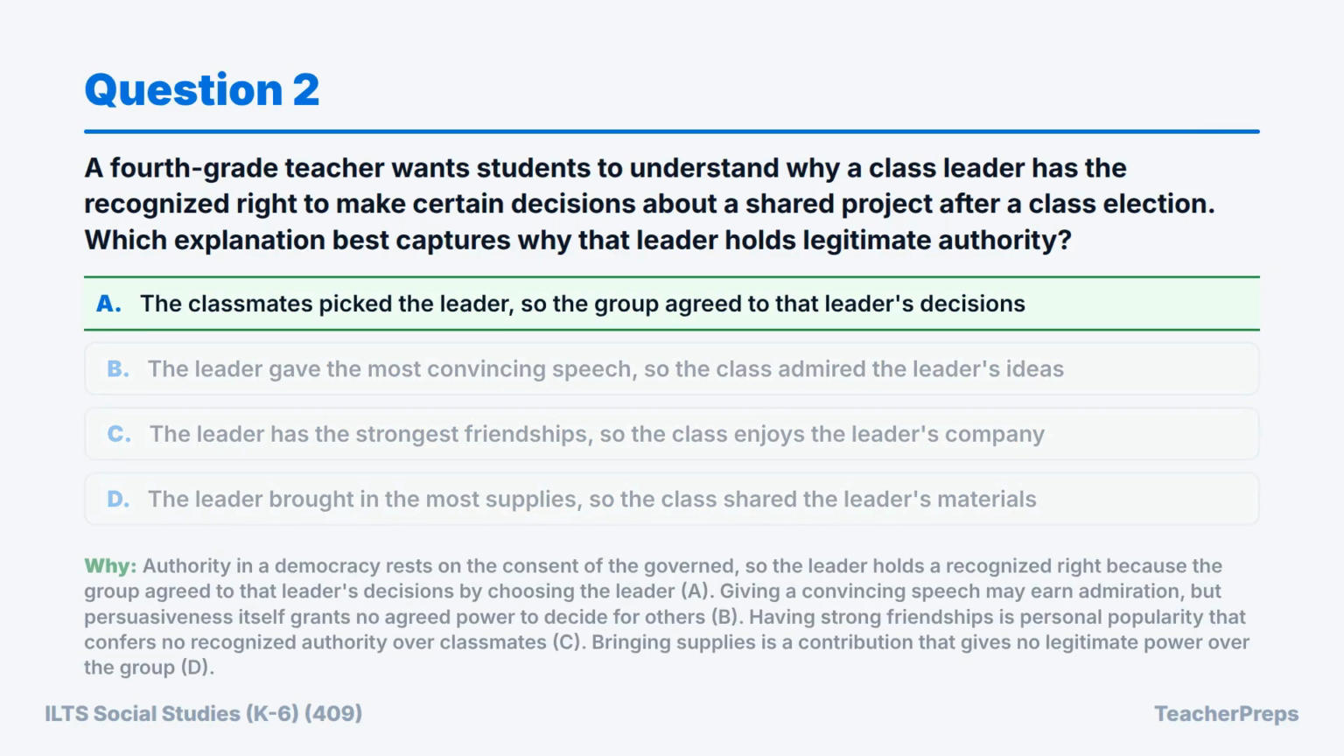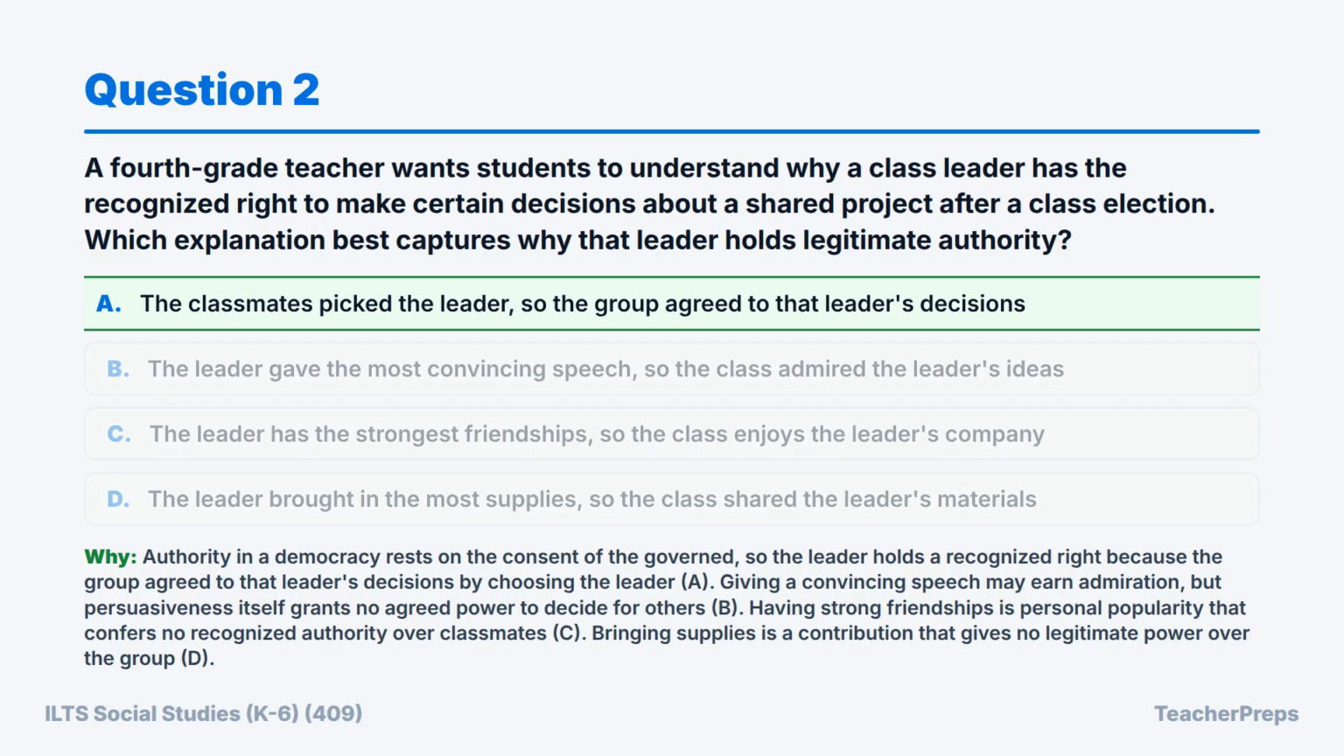The correct answer is A. The classmates picked the leader, so the group agreed to that leader's decisions. Authority in a democracy rests on the consent of the governed, so the leader holds a recognized right because the group agreed to that leader's decisions by choosing the leader. A. Giving a convincing speech may earn admiration, but persuasiveness itself grants no agreed power to decide for others. B. Having strong friendships is personal popularity that confers no recognized authority over classmates. C. Bringing supplies is a contribution that gives no legitimate power over the group. D.